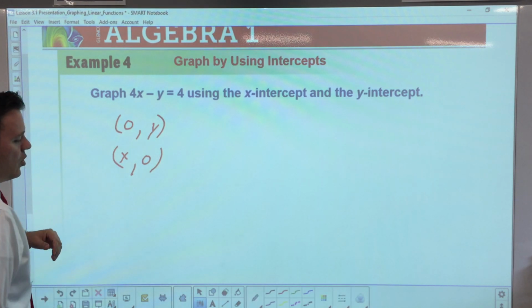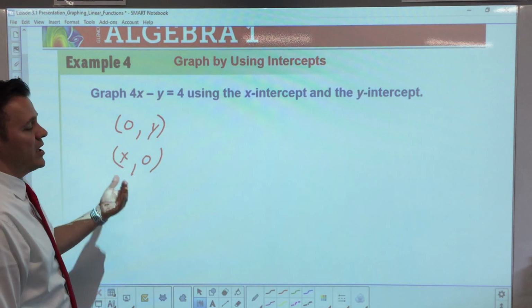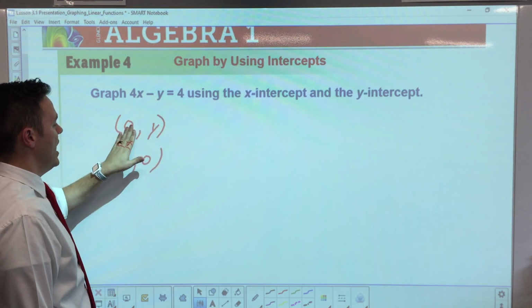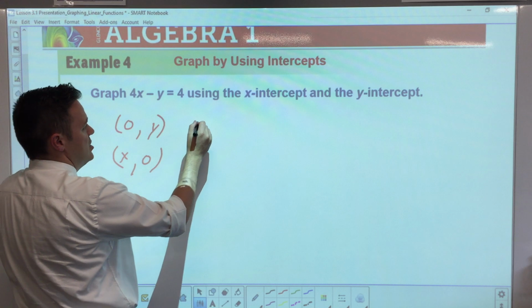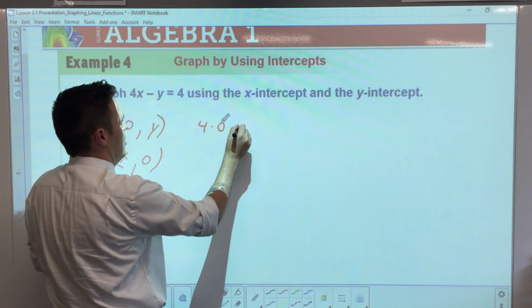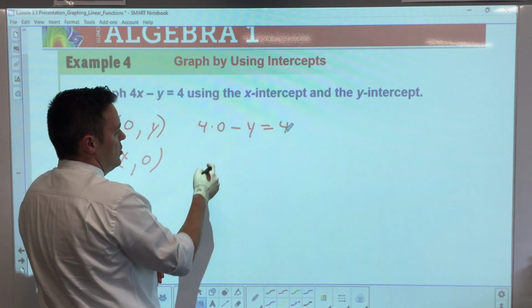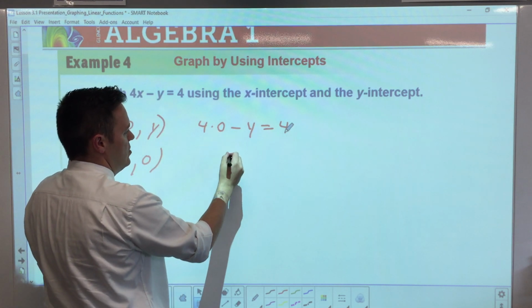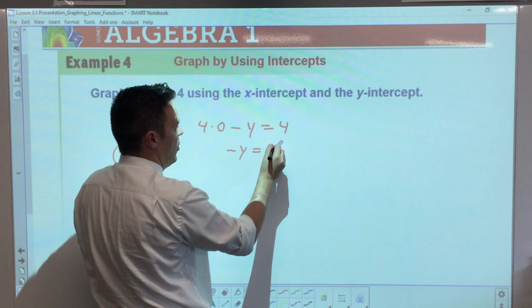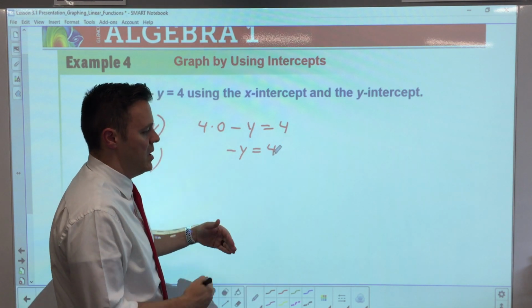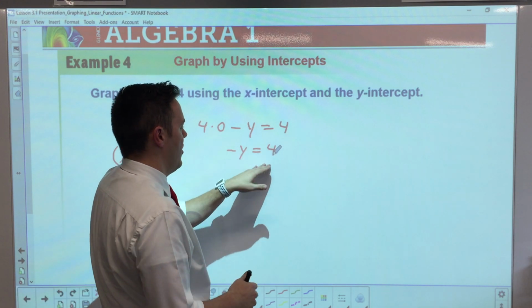Mouth's getting dry. So one thing you want to make sure you do is let's plug it in. Okay. So we want to find y. So how do we find y? We plug in 0 for x. So if you do that, 4 times 0 minus y equals 4, right? 4 times 0 is 0, so you have negative y equals 4. And can you leave this at a negative y? No, you cannot. All right, remember, you actually have to get the negative off the function.